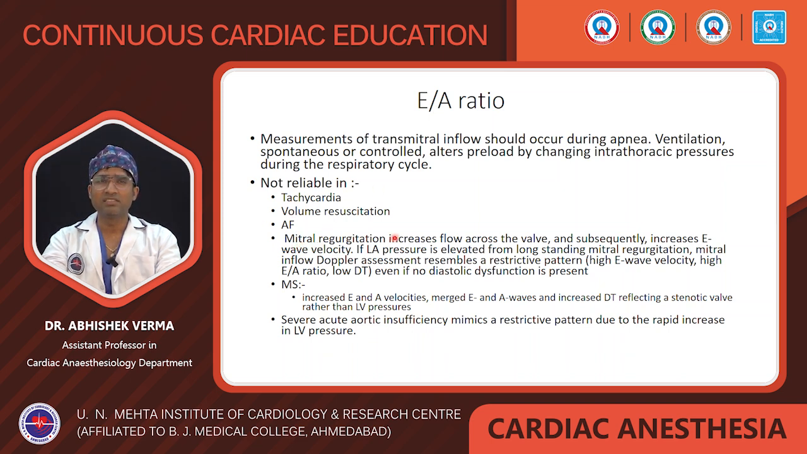Mitral regurgitation also increases the flow. Because of the mitral regurgitation, the LA volume will increase and further come into the LV, so the E velocity will increase, same as in MS. The E wave and A wave velocities increase and are merged, and the deceleration time increases, reflecting the stenotic valve rather than the LV pressure. In severe acute aortic insufficiency, if AR is there, the LV filling pressure is already high, and it will decrease the E wave and the A wave.